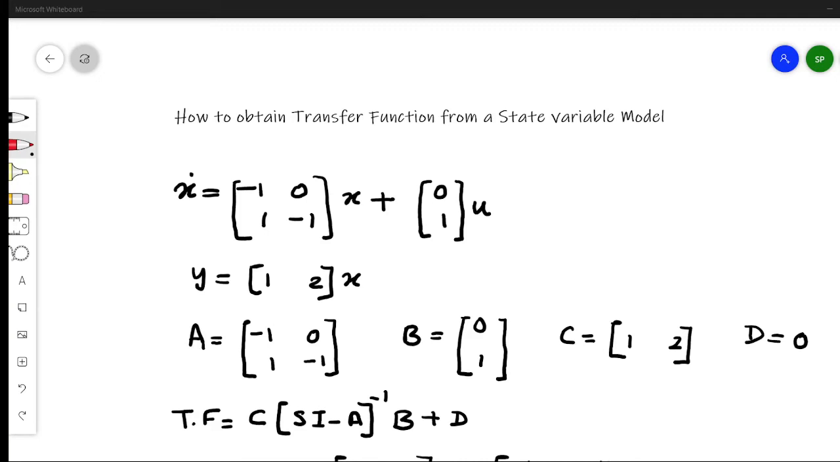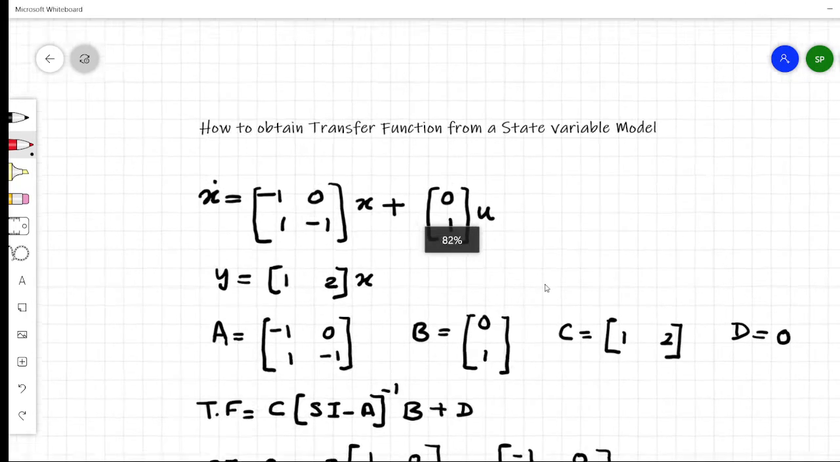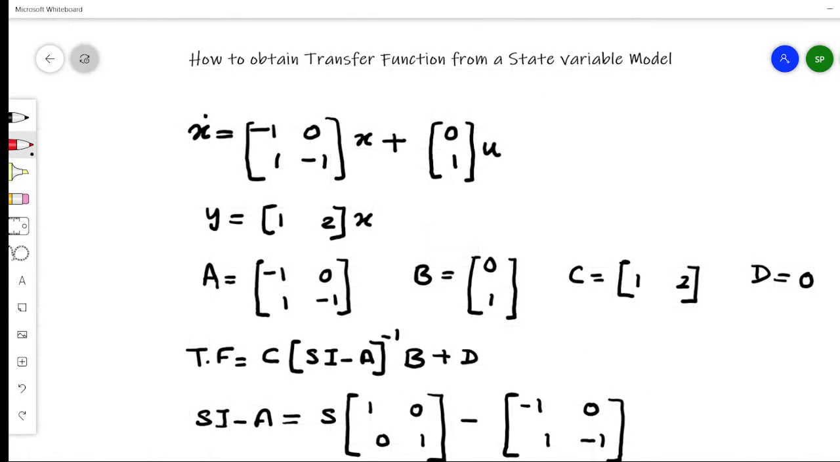Hello everyone. In today's video, I'll show you how to obtain a transfer function from a state variable model. So a state variable model is given and you have to obtain the transfer function from that state variable model.